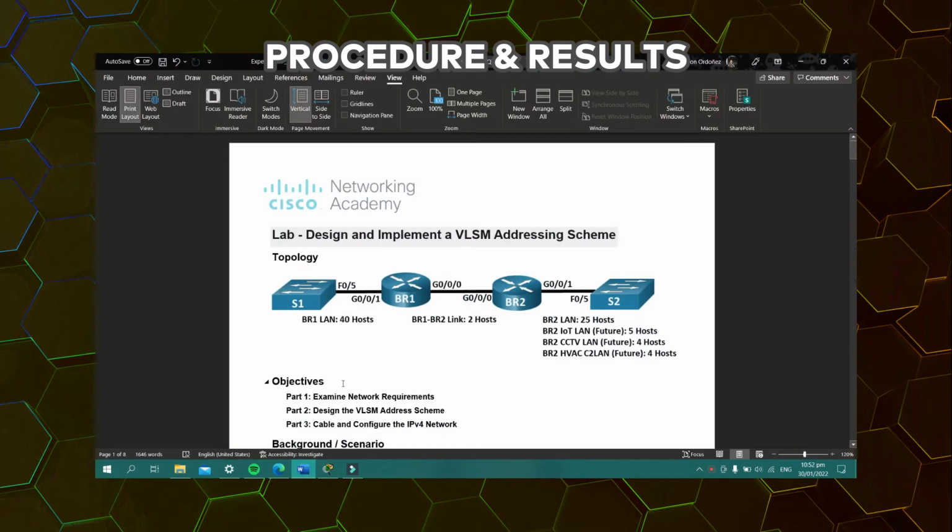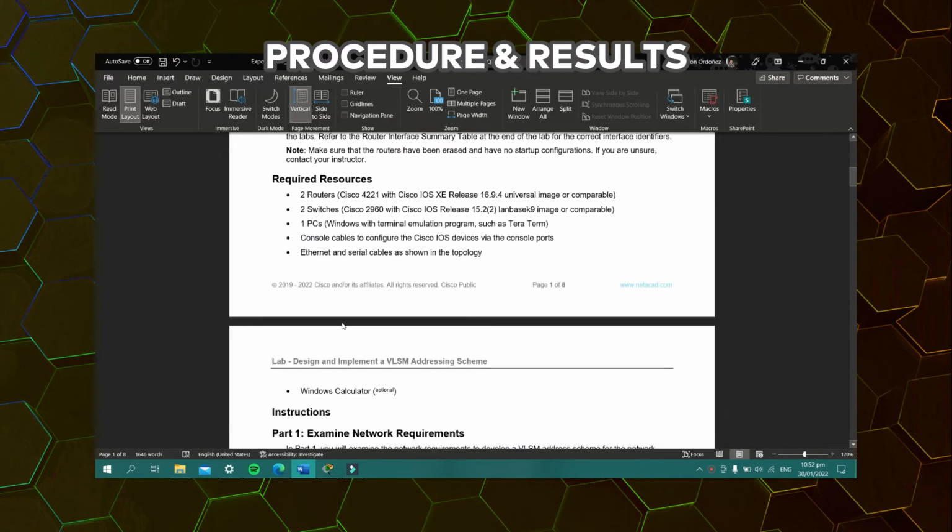So for experiment 7, we will design and implement a VLSM addressing scheme. First of all, this is our topology. It uses 2 switches and 2 routers. This will be done later using Packet Tracer. So now let us begin.